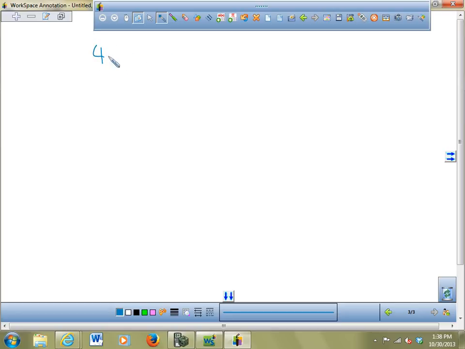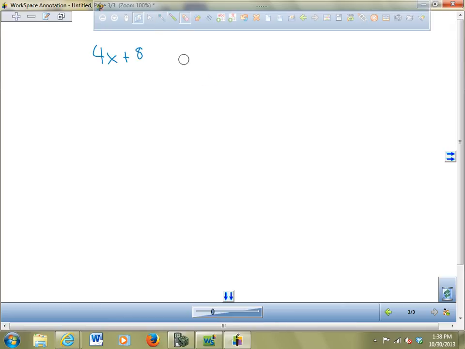Hey, this is like algebra class, isn't it? 4x plus 8 equals negative 4 times 2x minus 7 plus 4. And they say solve that equation. So when you have something like this, you use all those properties. Do you guys know how to do this? Sort of. Okay, who can tell me what to do first?